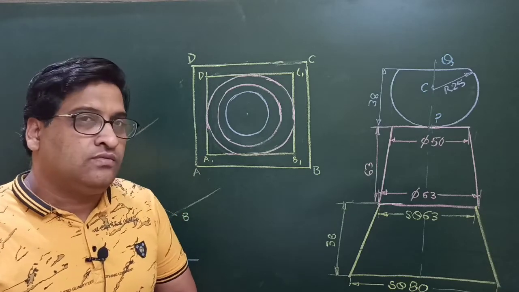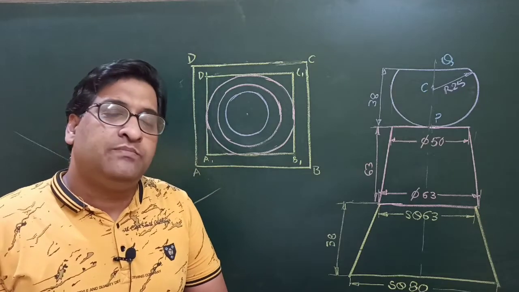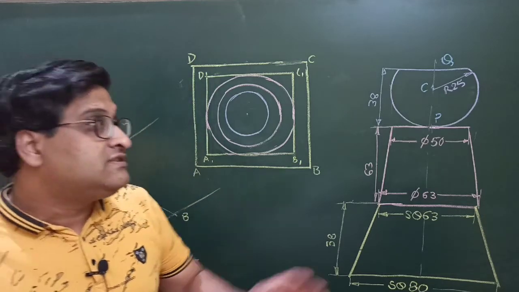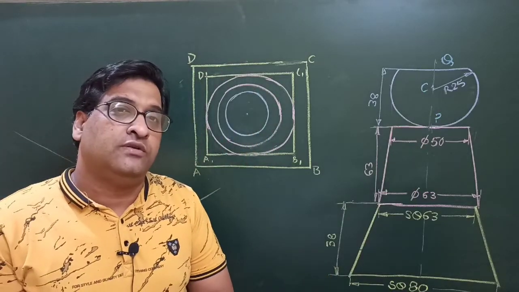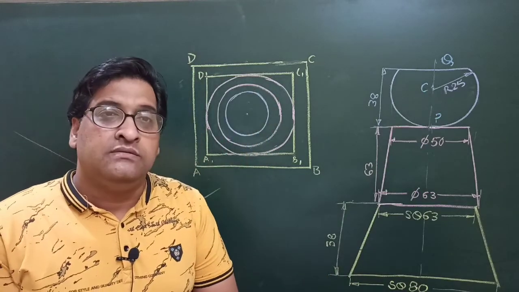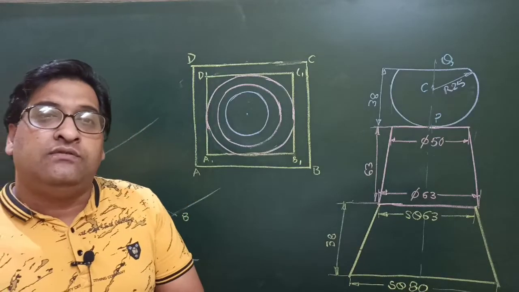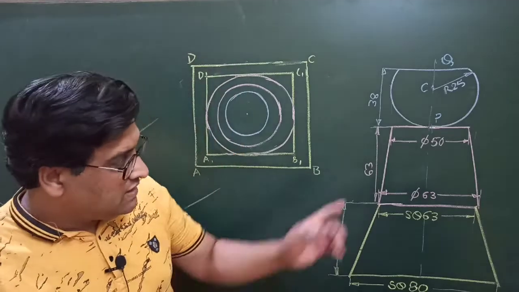In today's video, we will be discussing one or two very typical questions of isometric projection where there are spherical parts involved, so we have to draw isometric projection, that is, we have to use the scale as we already discussed in our previous videos. So let us start with the first question.